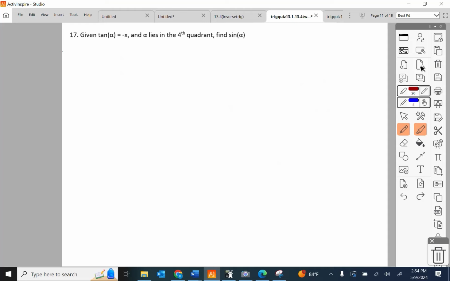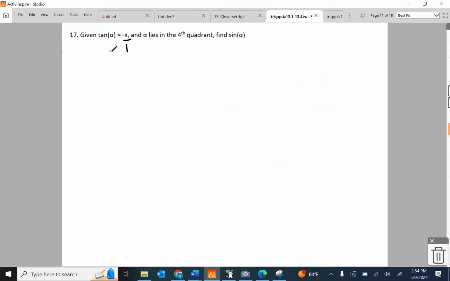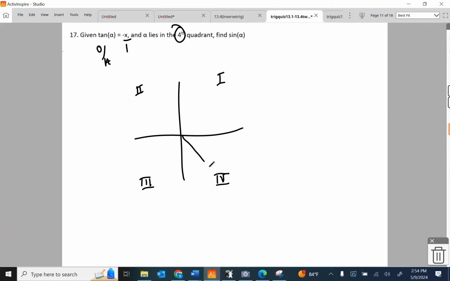Given that tangent of alpha is negative x and alpha lies in the fourth quadrant, find the sine of alpha. So we'll throw that over a 1, and we know that tangent is opposite over adjacent. Fourth quadrant, you numbnuts, 1, 2, 3, 4. I draw a triangle in quadrant 4. Opposite over adjacent, we're going to put what's called alpha prime in the corner. Doesn't really look like a very good alpha prime. It's supposed to be, but it looks horrible.